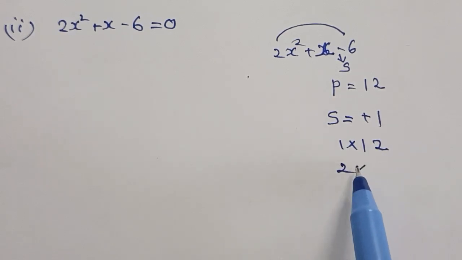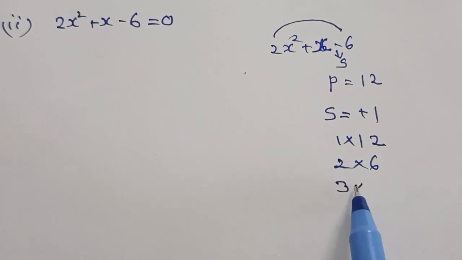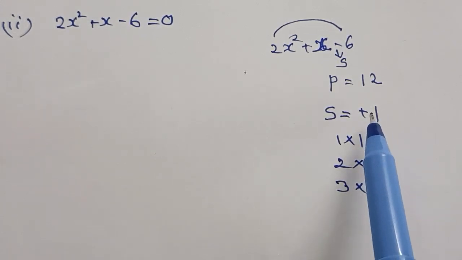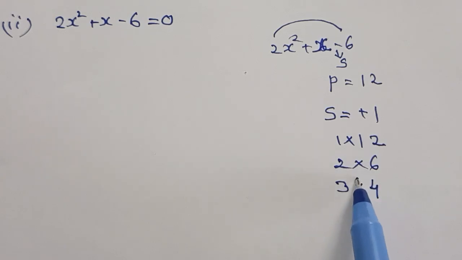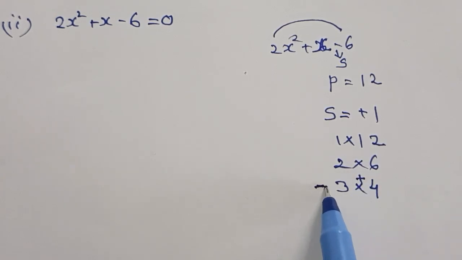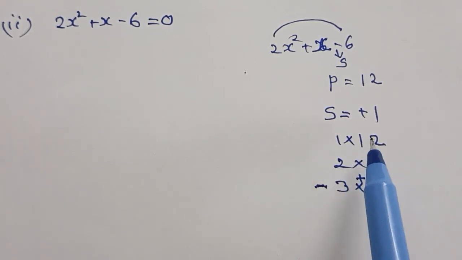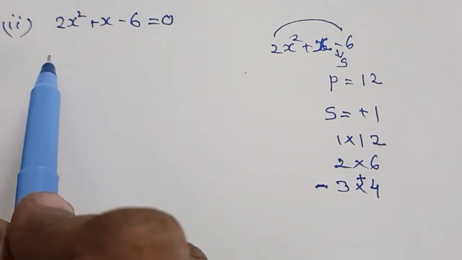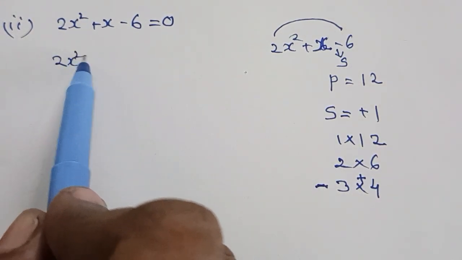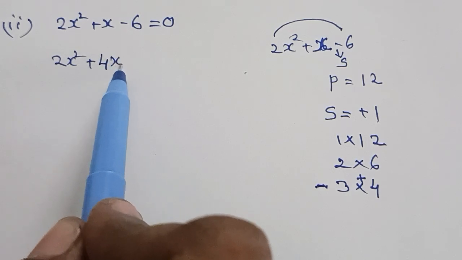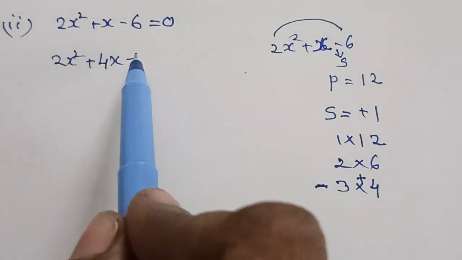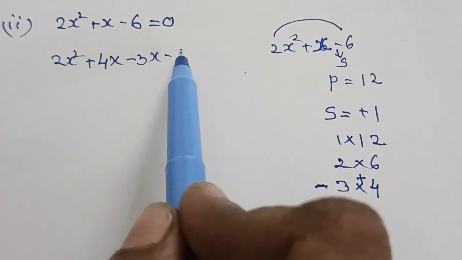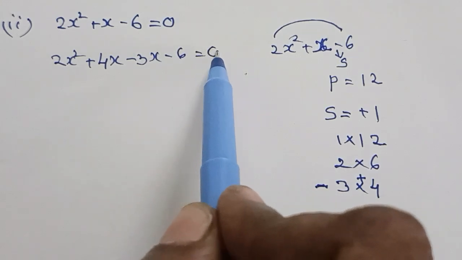2 into 6 equal to 12. 6 minus 2 is 4. 3 into 4 equal to 12. Subtracting 4 minus 3 equal to 1. Since we have to get plus 1, put the larger one as plus 4 and smaller minus. 4 minus 3 gives plus 1. Therefore, by splitting the middle term, we get 2x square plus 4x minus 3x minus 6 equal to 0.